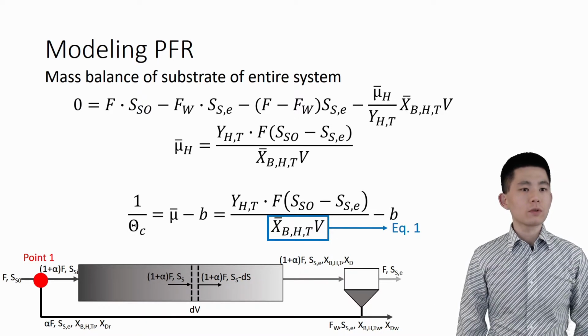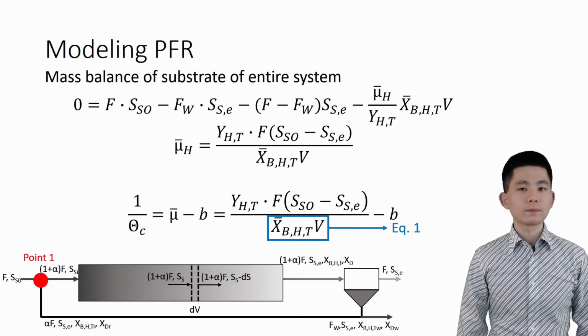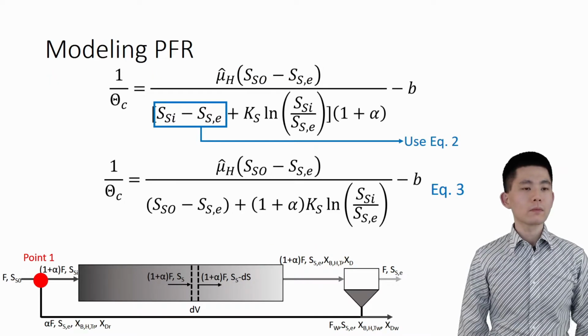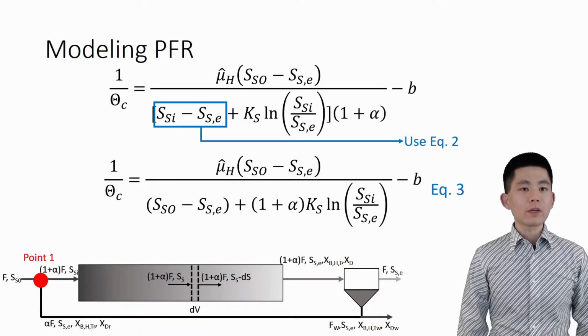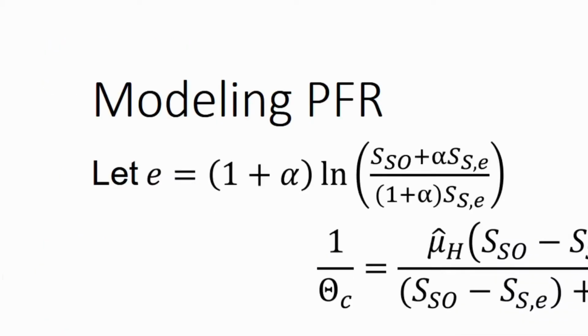We can substitute the mu average. Then this denominator can also be substituted by equation 1. After rearranging, we can find that SSI minus SSE can be substituted by equation 2, and this gets us equation 3. We can let E be this.